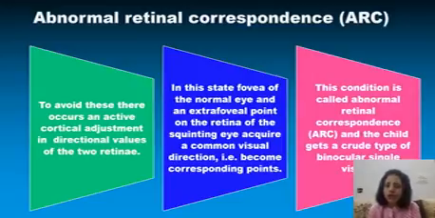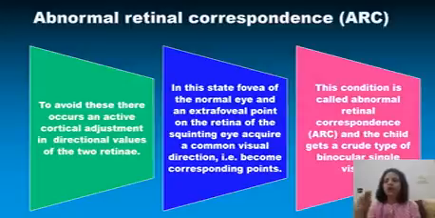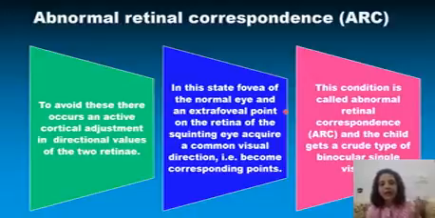So what is an abnormal retinal correspondence? To avoid diplopia or confusion, the squinting eye develops some abnormal point which now starts corresponding to the fovea of the normal eye. So to avoid this, an active cortical adjustment occurs in the directional value of the two retinas. In this state, the fovea of the normal eye and any other extrafoveal point of the retina of the squinting eye now start behaving as corresponding points.